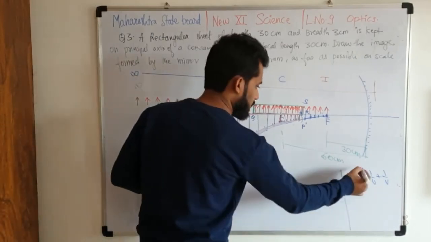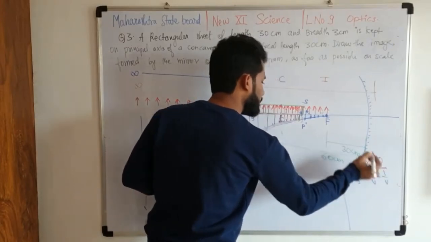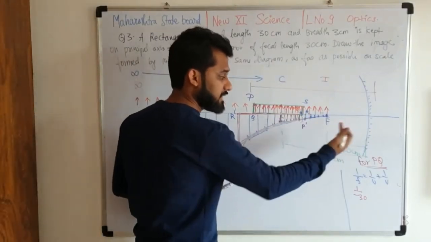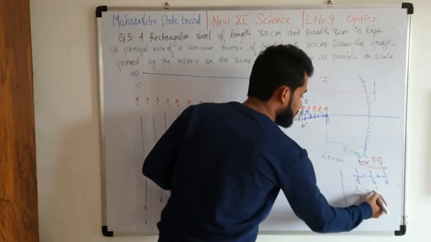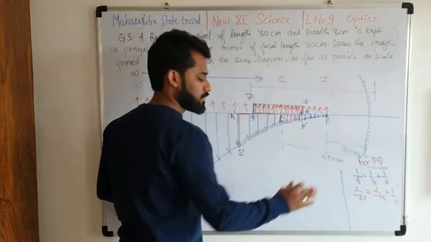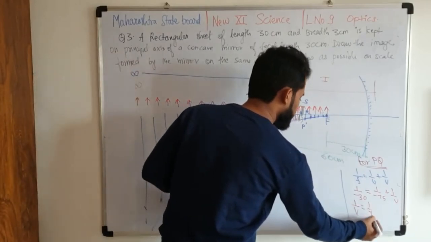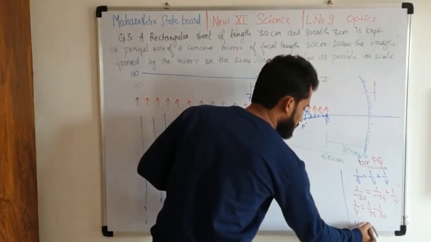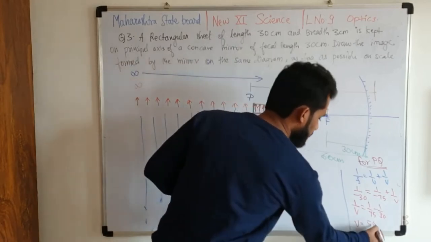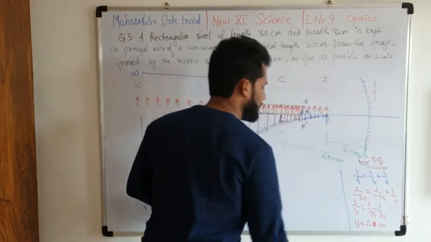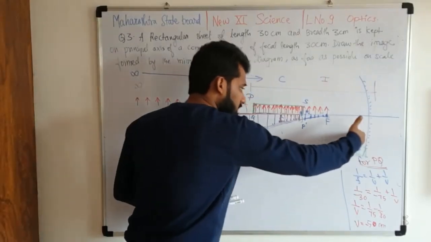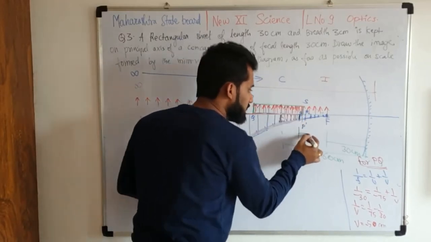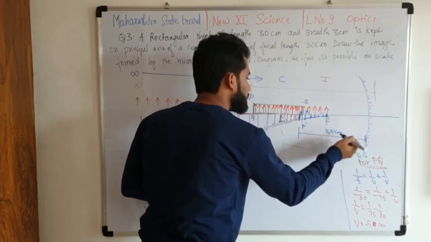So for PQ, 1 by minus 30, the focal length is minus 30, because we have to use sign conventions, is 1 by minus 75 plus 1 by V. If you solve it properly, 1 by V is 1 by 75 minus 1 by 30, and on solving it you will get V equals 50 centimeters, which will be negative, minus 50. Minus 50 indicates the image is formed on the same side. So this image P dash Q dash is formed at 50 centimeters to the left.